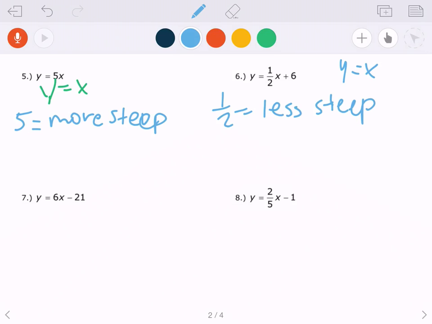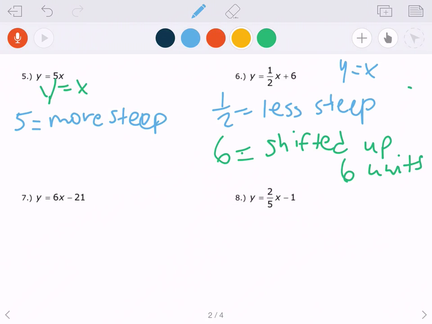Because instead of going up 1 over 1 each time, I'm going up 1 and over 2. So that line is actually going to be less steep. And a y-intercept of 6, that line, compared to the parent function, is going to be shifted up 6 units.